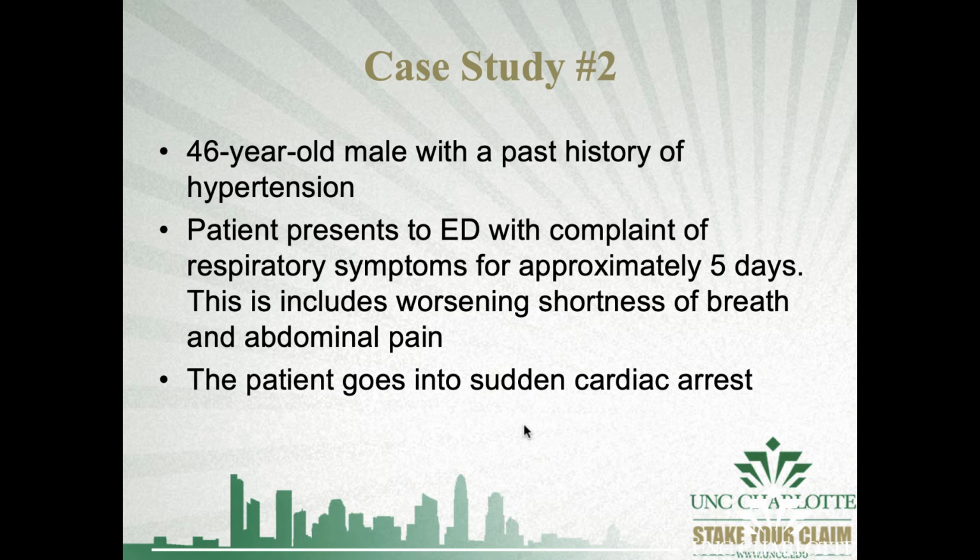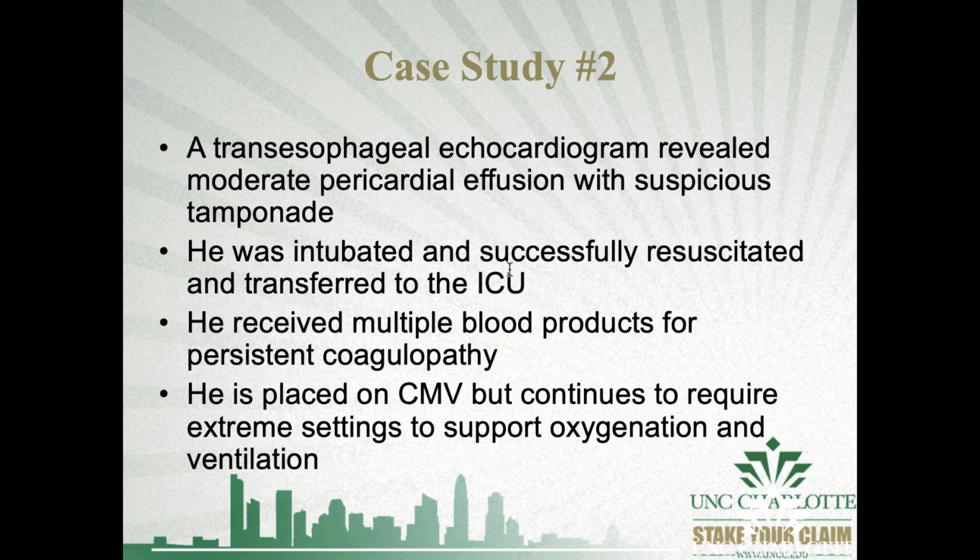A 42-year-old male with a past history of hypertension presents to the ED with a complaint of respiratory symptoms for approximately 5 days. He has worsening shortness of breath and abdominal pain. The patient goes into sudden cardiac arrest. All right. Respiratory symptoms for 5 days, shortness of breath, abdominal pain, history of hypertension. His TTE revealed moderate pericardial effusion with suspicious tamponade. Intubated and transferred to the ICU.